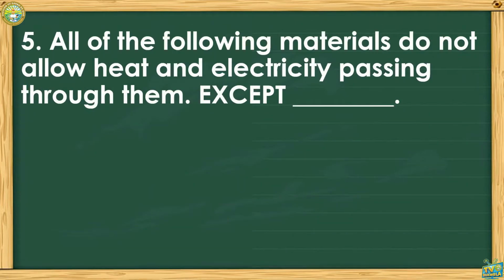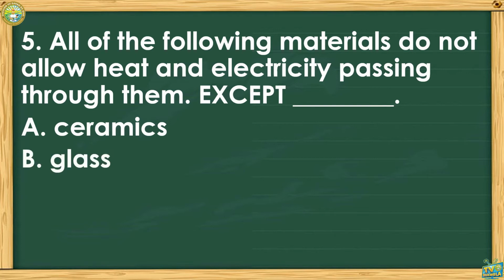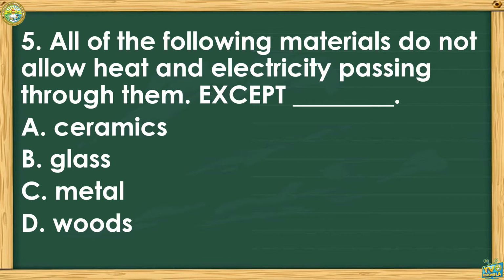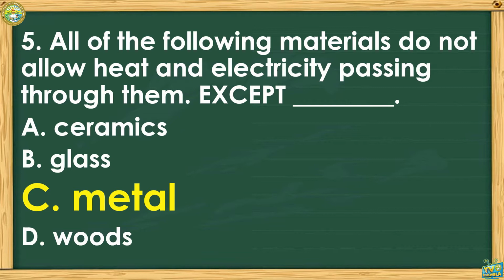Number 5. All of the following materials do not allow heat and electricity passing through them, except A. Ceramics, B. Glass, C. Metal, D. Woods. The correct answer is letter C, metal.